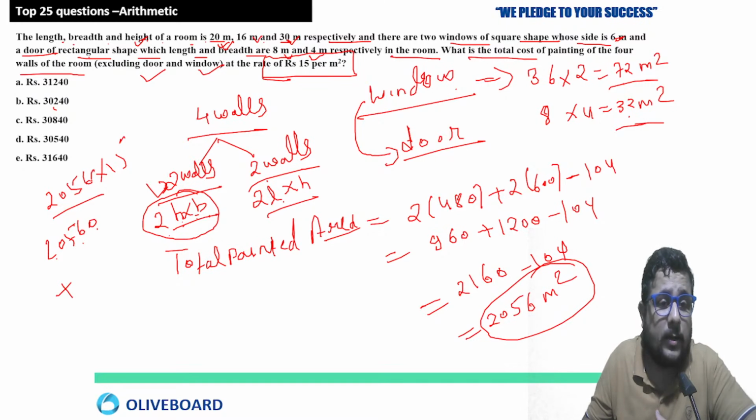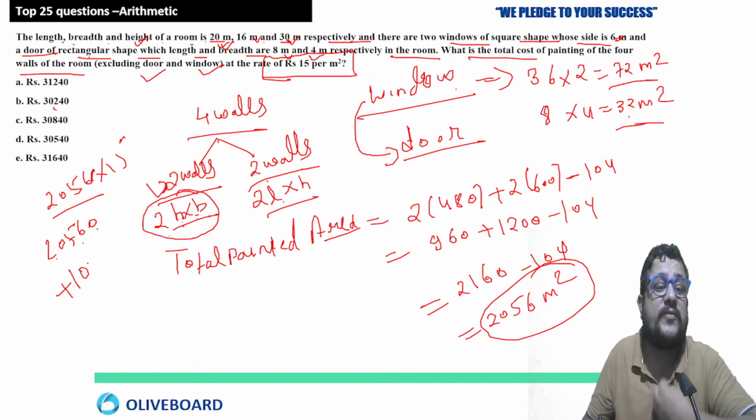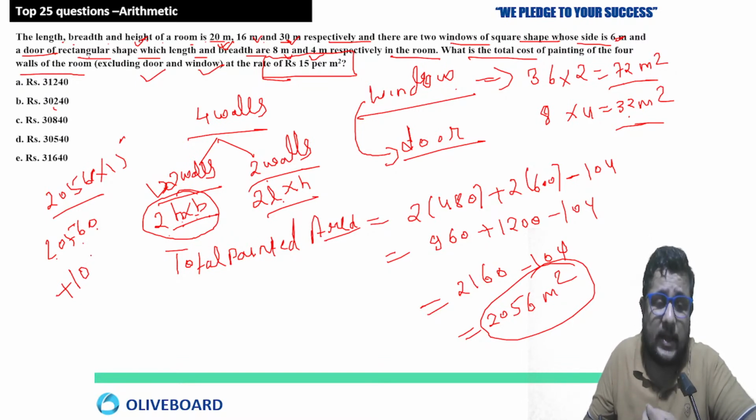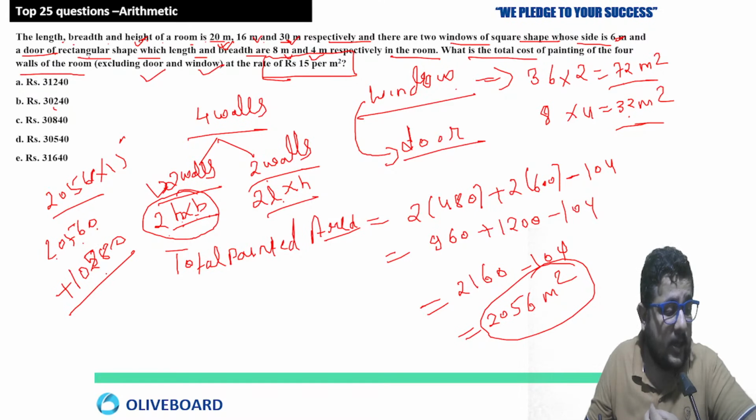Now see, 20,560 multiply 5. This is going to be just half, means 10,280. Why am I calculating by this approach? Because this approach will help you calculate easily in data interpretation. So that's why, try to calculate everything verbally. It will boost your calculation. It is going to be very helpful.